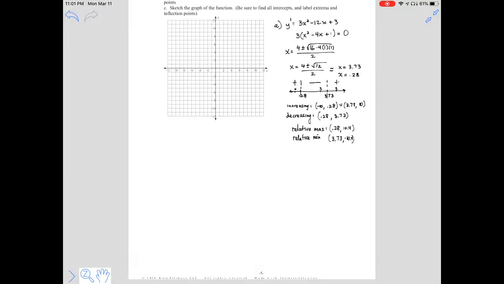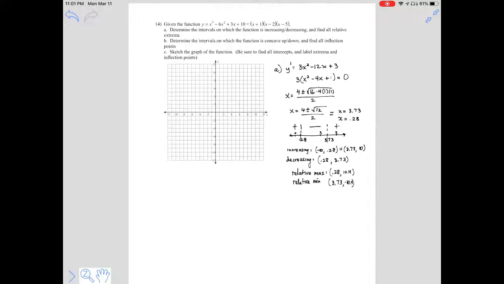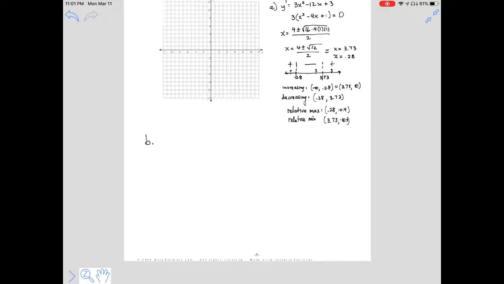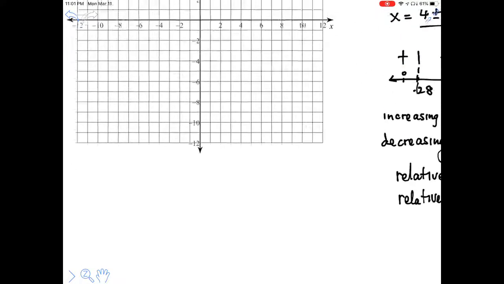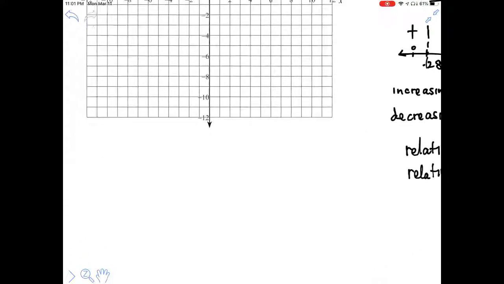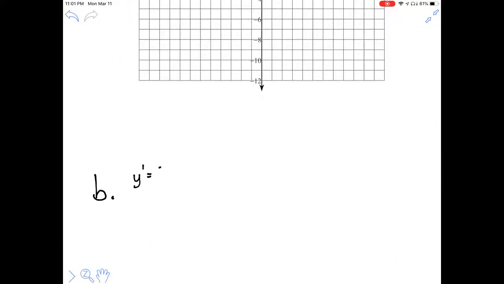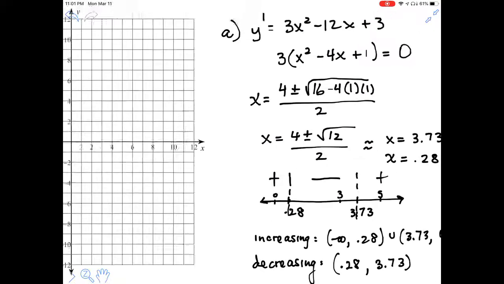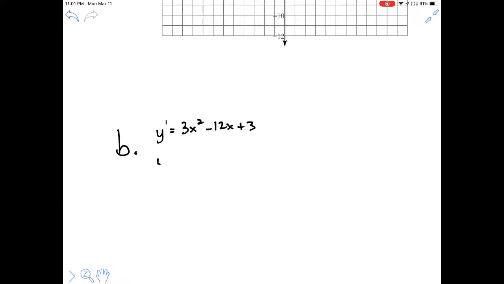Okay, for part B, what does it want? It wants to determine intervals at which the function is concave up or down and inflection points. So concavity is from the second derivative. So let me write the first derivative. If y prime was 3x squared minus 12x plus 3, then the second derivative would be 6x minus 12. If you set that equal to 0, you're going to get x equals 2 as the critical number of the second derivative.